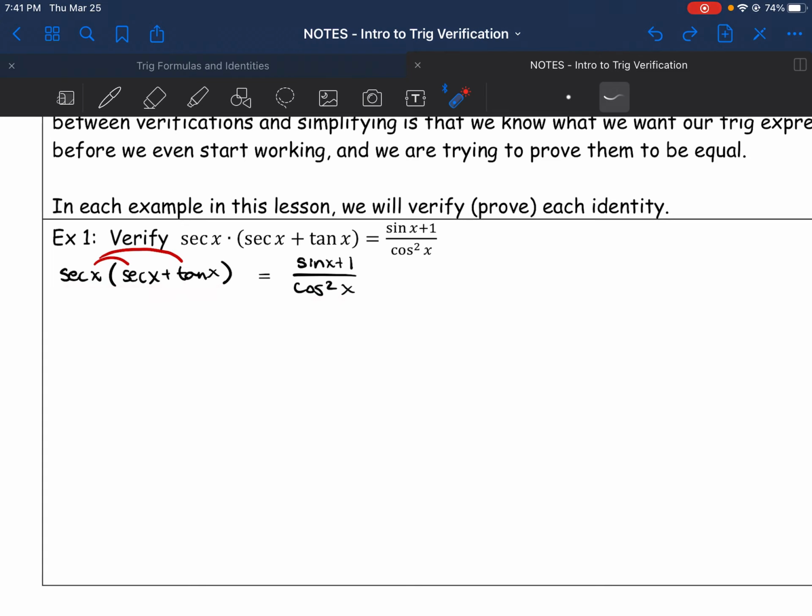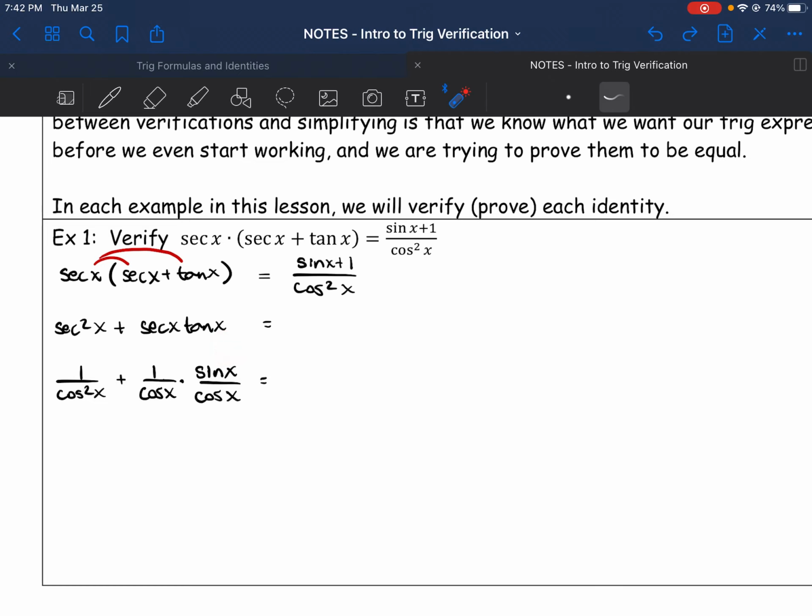So again, I'm going to start by distributing the secant of x. Secant of x times secant of x, we get secant squared. Secant of x times tangent, we just get secant x times tangent x. So next, I'm going to go ahead and turn things into sines and cosines. So secant squared of x is 1 over cosine squared. Secant of x is 1 over cosine, and tangent of x is sine over cosine.